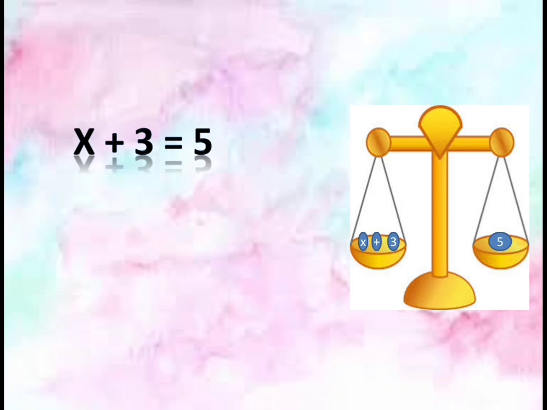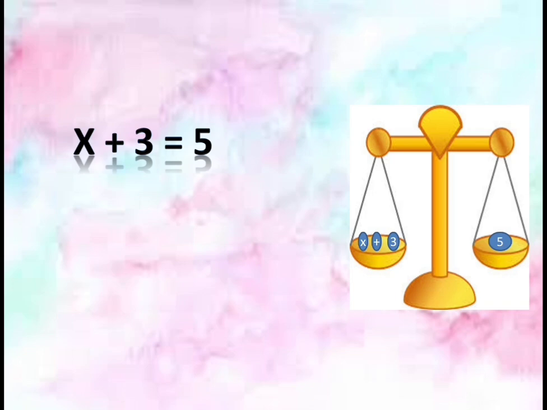This is an equation, and I have an unknown number. What's the meaning of unknown number? An unknown number is a number that I do not know. X here is an unknown number. Y is an unknown number. Any letter in mathematics represents an unknown number that you do not know.